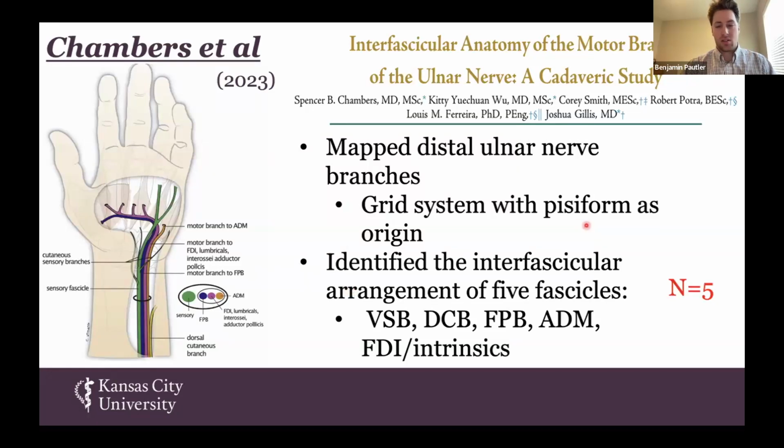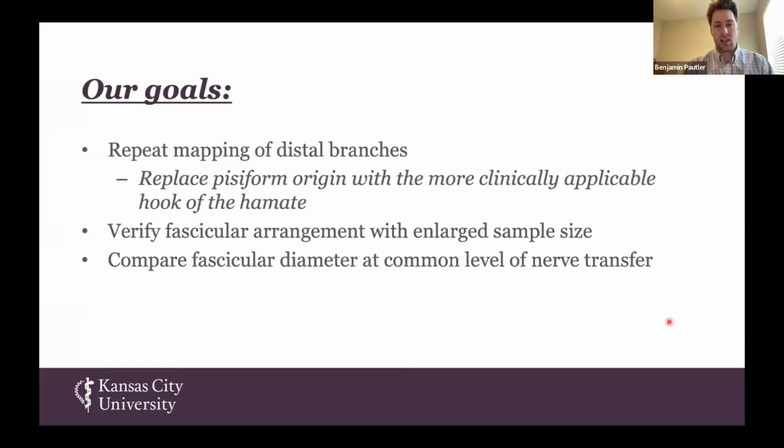Unfortunately, this research was relatively limited by their small sample size of only 5 hands. So that leads to our project.